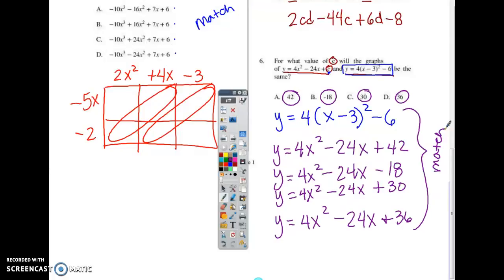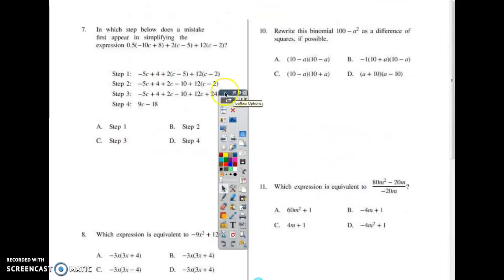Actually, that's how I want you to do it in decimals, because if you do it by hand, you're going to have to do a whole bunch of steps. You're going to have to do the box for the x minus 3 squared, and then you have to multiply everything by 4, and then at the very end, you would have to subtract 6. So just do it this way, and that'll get you the answer. Okay, problem number 7, next page.